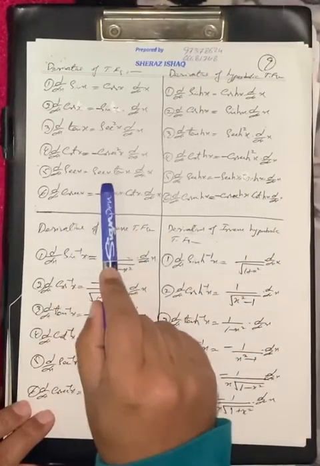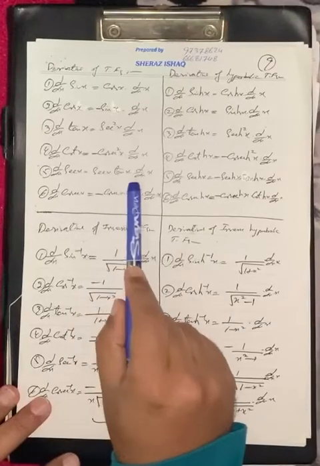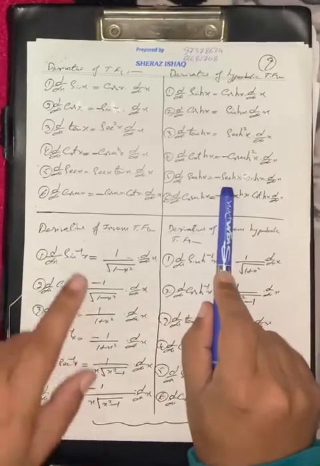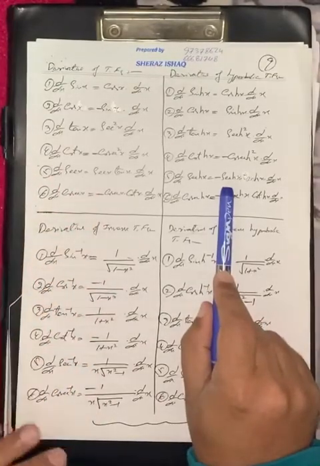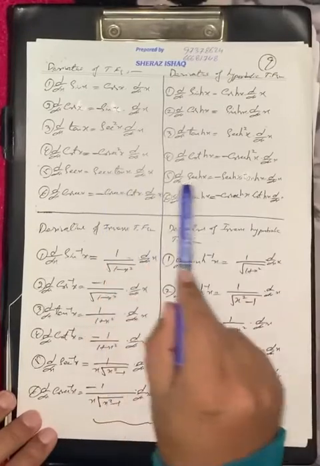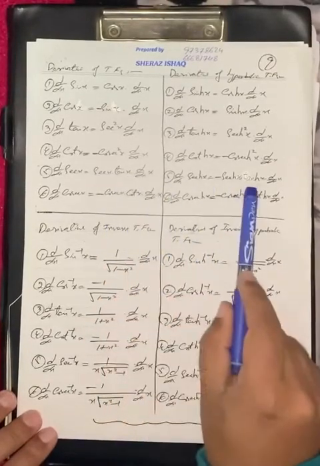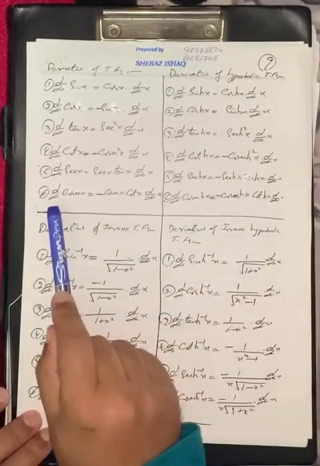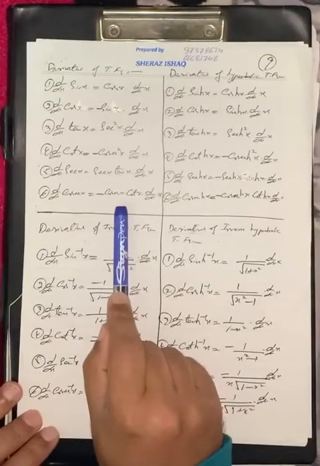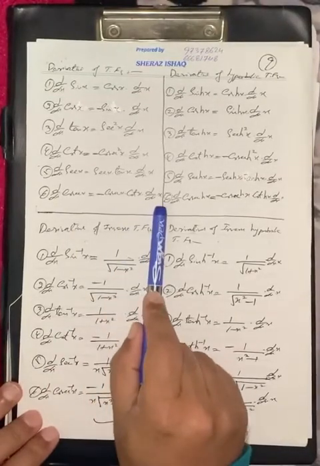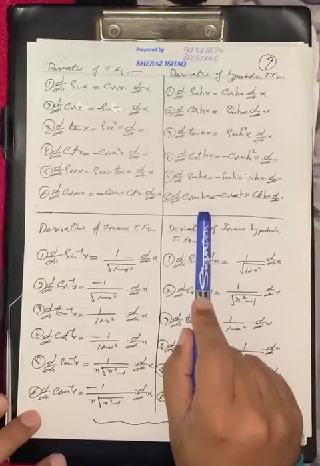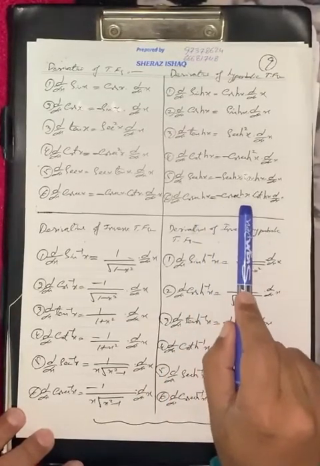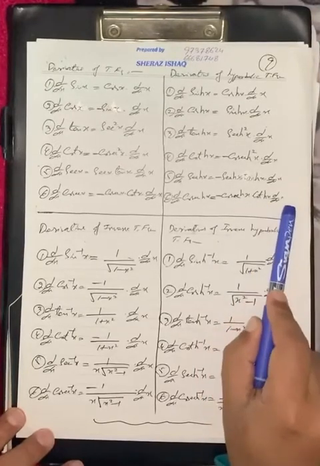Derivative of secant x is equal to secant x into tan x into derivative of the angle. Derivative of secant hyperbolic x is equal to minus, how do we write minus? Later I will tell you. Minus secant hyperbolic x into tan hyperbolic x into derivative of the angle. Same formula, but in hyperbolic form. Derivative of cosecant x is equal to minus cosecant x cot x into derivative of the angle. So derivative of cosecant hyperbolic x is equal to how much? That is equal to minus cosecant hyperbolic x cot hyperbolic x into derivative of the angle.